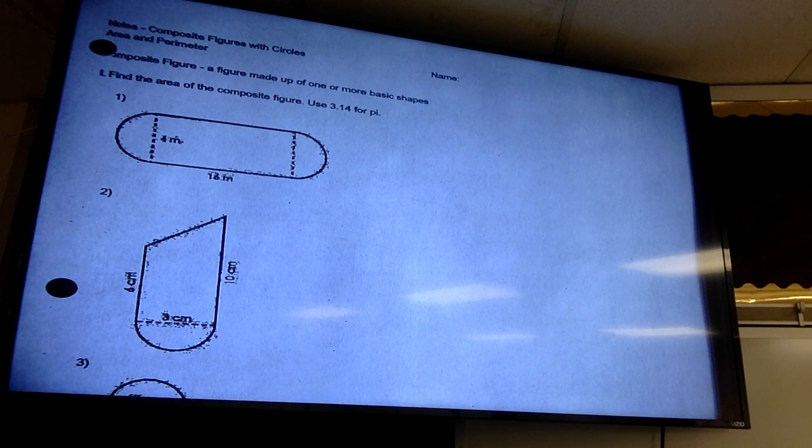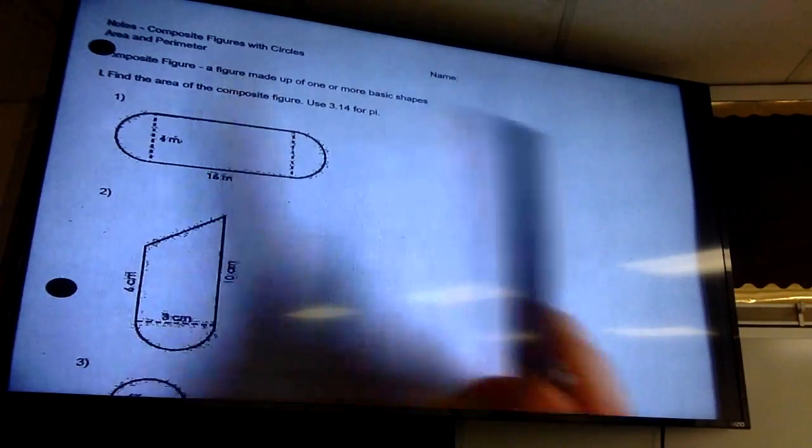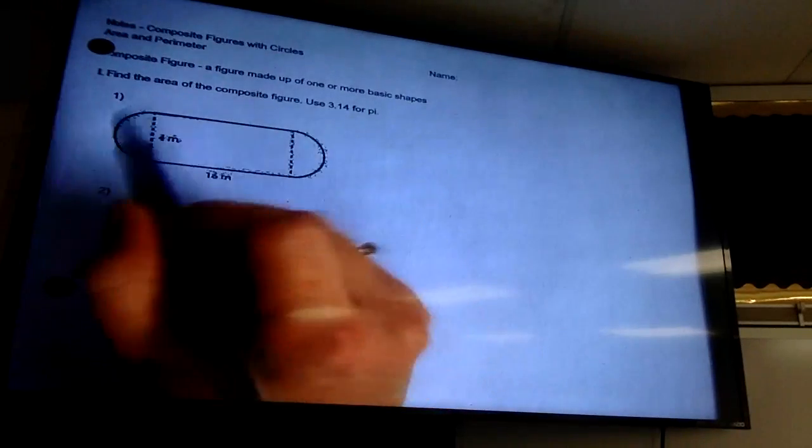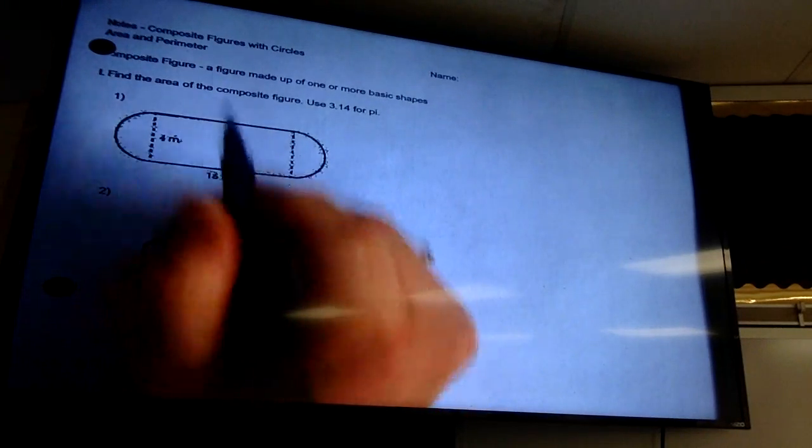These are the notes for how to do area and perimeter with composite figures. So first off, it says what a composite figure is, and it's a figure made up of one or more basic shapes. So for the first page, we're going to do just area. It says find the area of the composite figure, use 3.14 for pi. So we look at the figure and we see what shapes this is broken into.